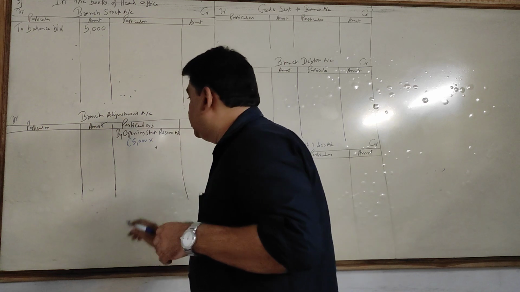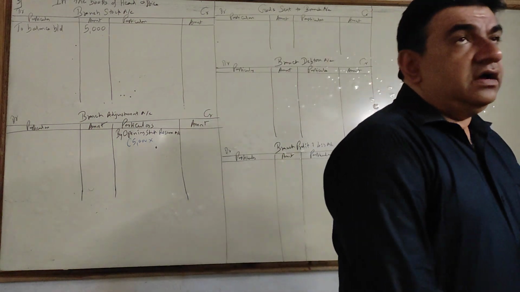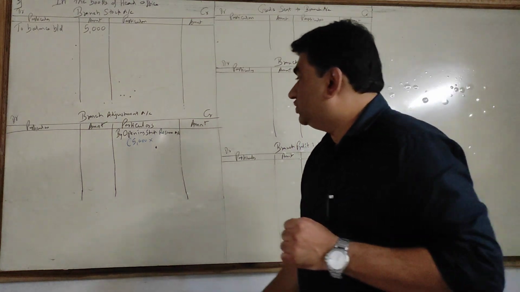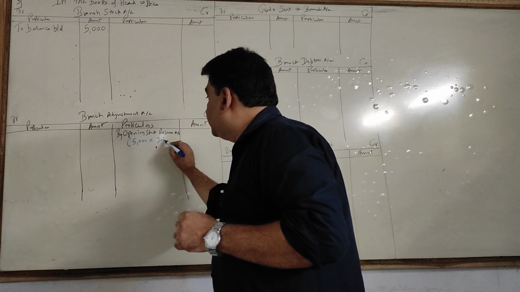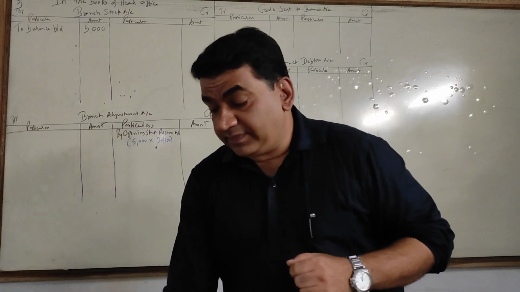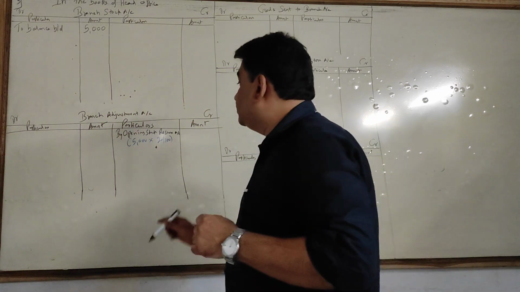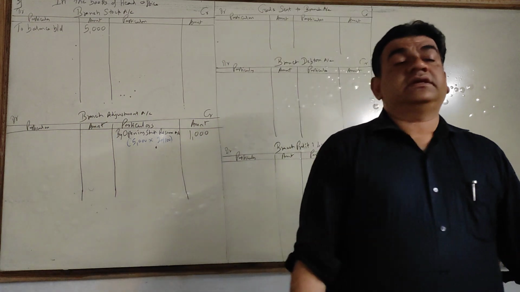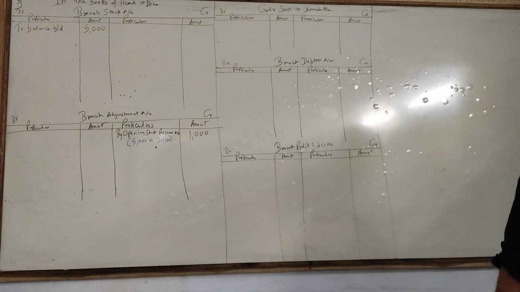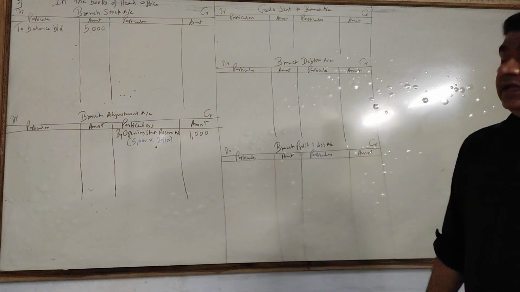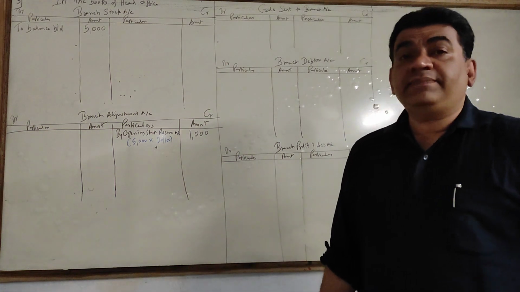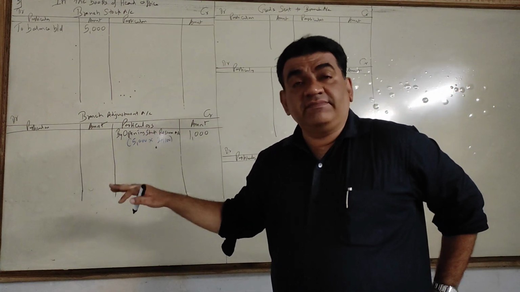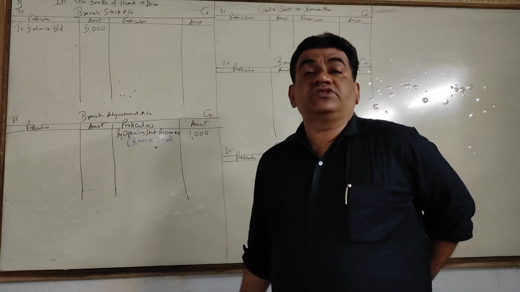5,000. Now what I told you, profit is 20% on sales. So 5,000 ka straight away take 20%. That gives you 1,000. If it was on cost, 20% on cost, I would have done 20 upon 120, but it is on selling price. So straight away 5,000 ka 20%.